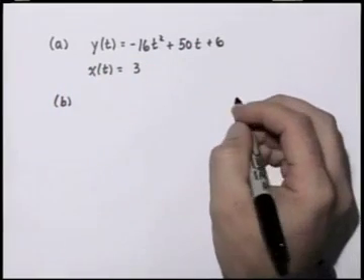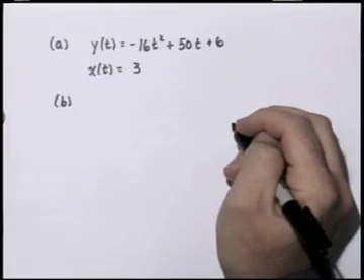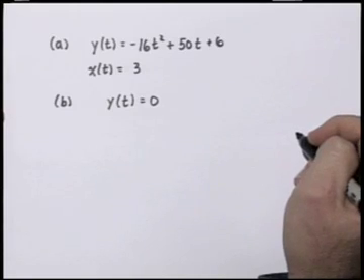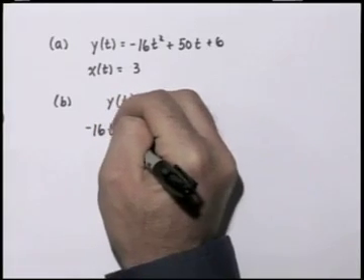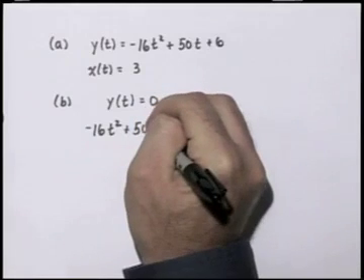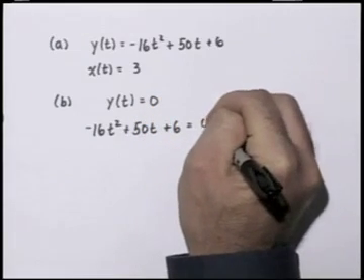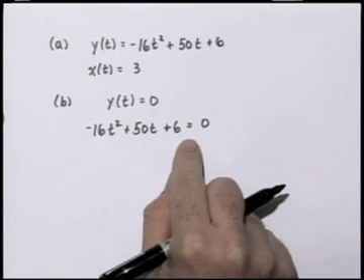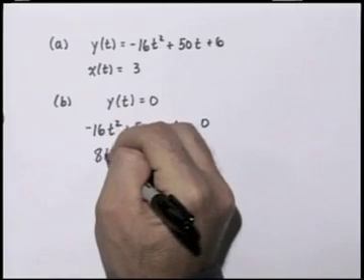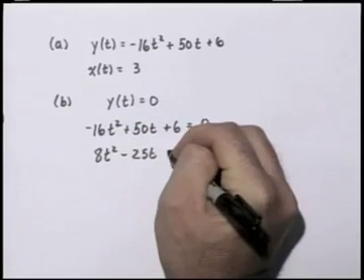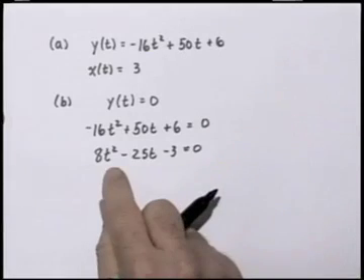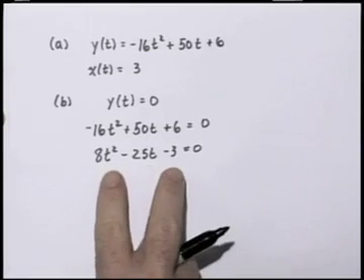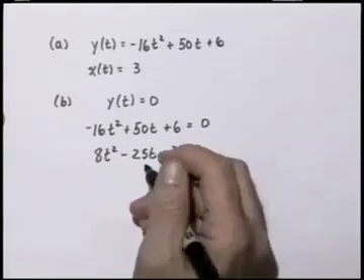Now, in Part B, what we want to do is determine how long the ball is in the air. That's basically asking us to solve y of t equals 0. So we have negative 16 t squared plus 50t plus 6 equals 0. What we can do is divide through by negative 2, and that would give me 8t squared minus 25t minus 3 equals 0. I just like the coefficient on the squared term to be positive when I'm solving these problems. Now I'll use the quadratic formula to solve this equation.